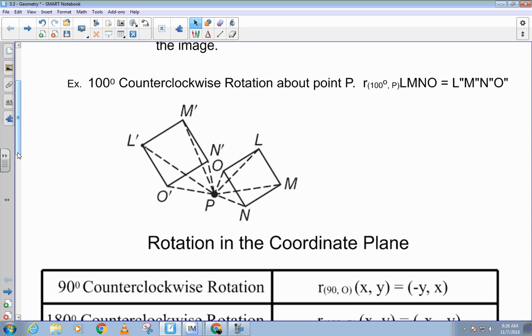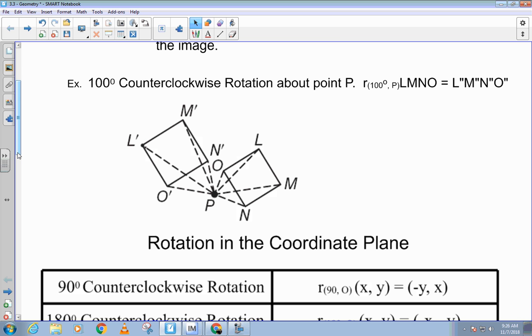Now, I'm going to show you here what would happen if we were to do it by hand. Okay? We're not going to do any of this by hand, but I want you to just visualize what's happening. This is the notation that you use for rotation. It's a lowercase r. Reflection is an uppercase R. Rotation is a lowercase r, and then you have parentheses, and you tell what angle you're going to rotate it, and then about what point. So this is a rotation of 100 degrees about point P.